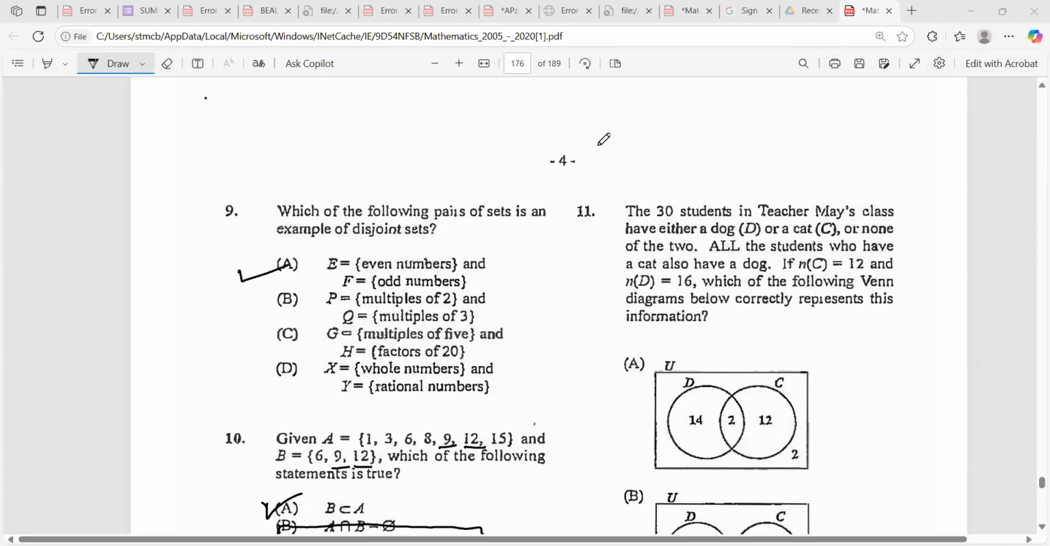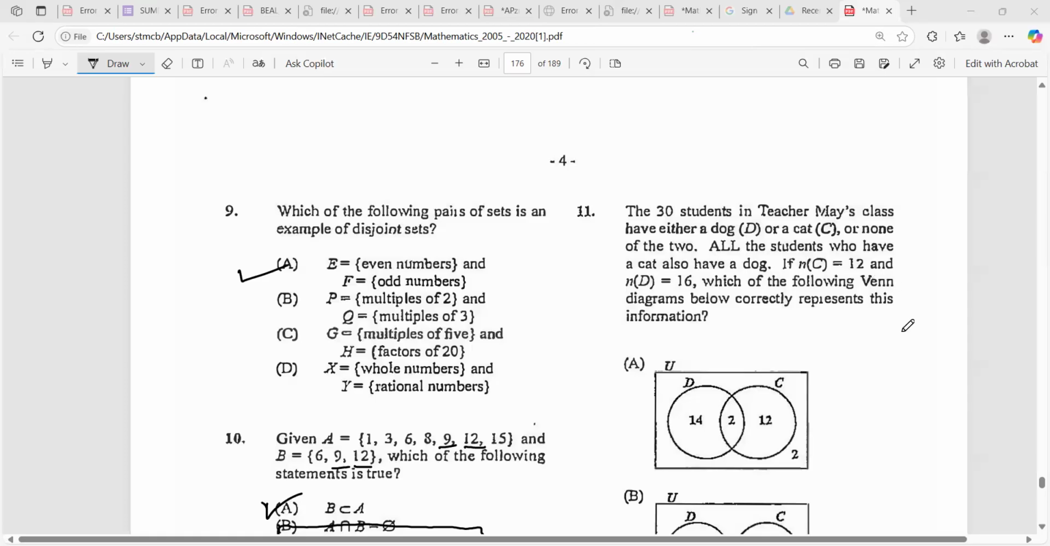Number 11 says, the 30 students in Teacher May's class have either a dog or a cat, or none of the two. So it's either they have a dog or a cat or none. All the students who have a cat also have a dog. If the number of persons that have a cat is equal to 12, and the number of persons that have a dog is 16, which of the following Venn diagrams below correctly represents this information?